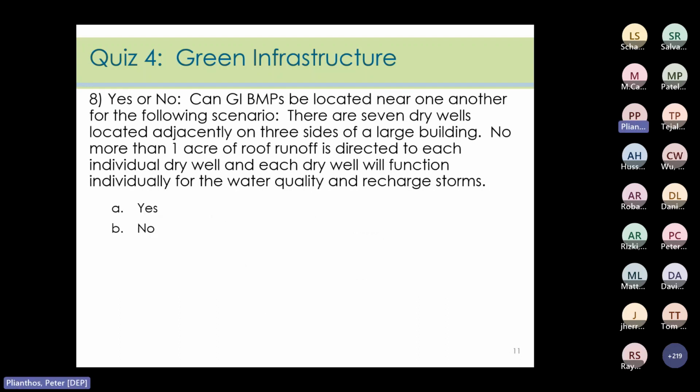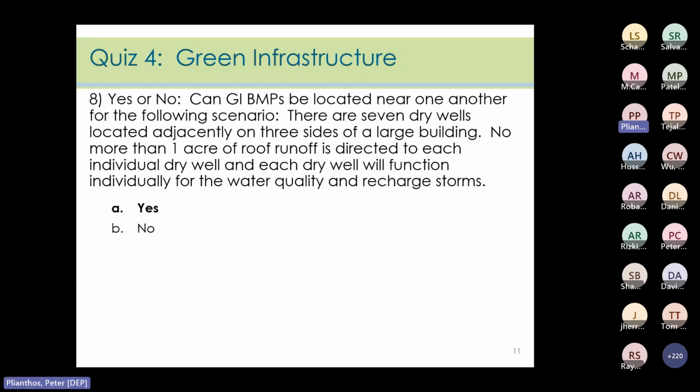Number 8, yes or no? Can GI BMPs be located near one another for the following scenario? There are 7 dry wells located adjacently on 3 sides of a large building. No more than 1 acre of roof runoff is directed to each individual dry well, and each dry well will function individually for the water quality and recharge storms.